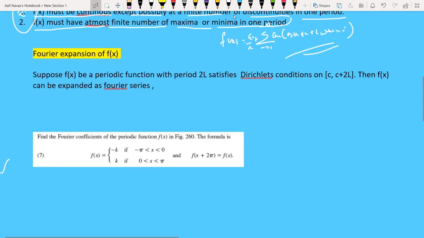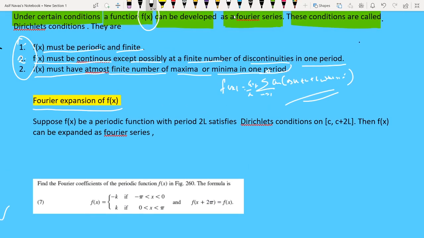So now we will define what is the Fourier expansion of f of x. So listen carefully. Okay, tell me. Sir, in the second Dirichlet condition, f of x must be continuous except at a finite number of points. Okay, that means our function, we have to define it from minus pi to pi.